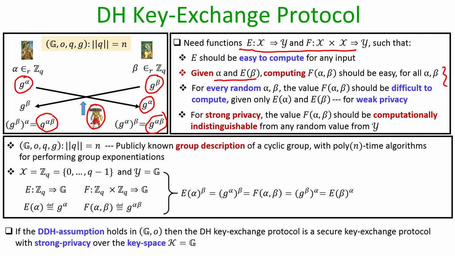So, you can see that just by using different assumptions we get different notions of privacy from the concrete Diffie-Hellman key exchange protocol, which we are now instantiating using this function E and this function F. For weak privacy we need the CDH assumption to be true, whereas for strong privacy we need the DDH assumption to be true.